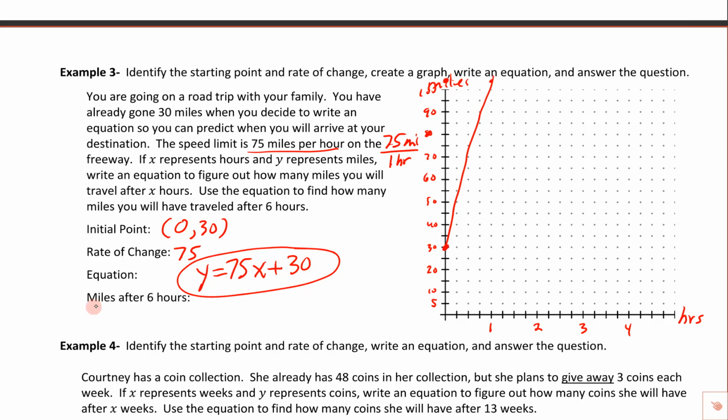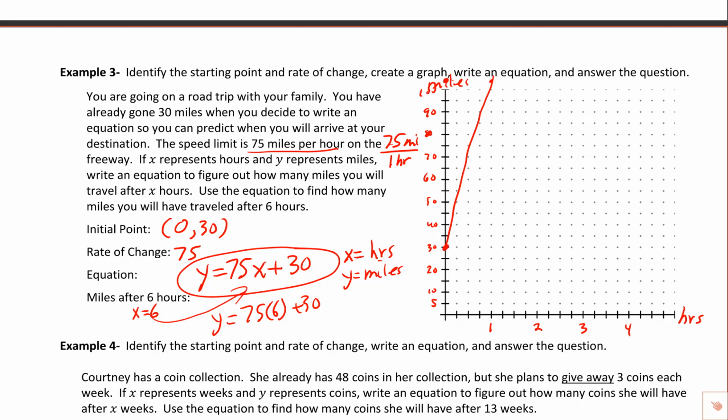But we can find this because we know what each one of these equal, or we should, and this is where it becomes really useful to write down what each one of the variables represents. So on this one, let's go ahead and write down x equals hours and y represents miles. So if somebody said, how many miles after 6 hours, what they're saying here is x is equal to 6. So we're going to take that and we're going to plug it in right here. So we're going to get y equals 75 times 6 plus 30.